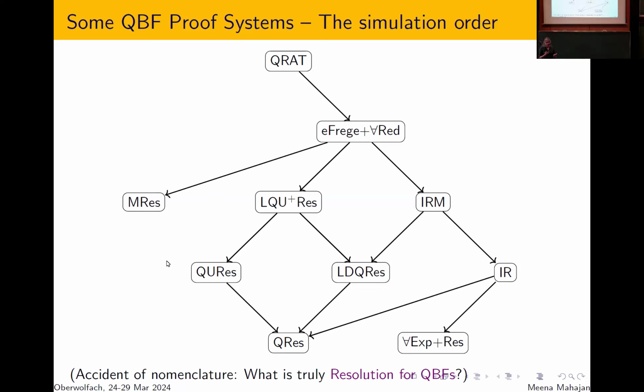So if you ask what is the analog of resolution for QBF, there isn't one answer. There are many systems drawn here, and there are probably more. There are many ways to lift resolution to QBF. But they all sit within the system that we believe is very powerful, which is extended Frege plus the universal reduction rule. And that sits within QRAT, which is the quantified analog of DRAT, the format in which proofs are output by many SAT solvers. So this is part of the landscape of QBF proof systems.